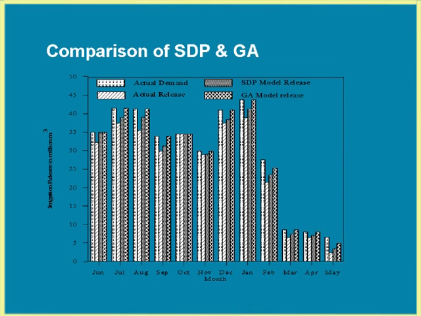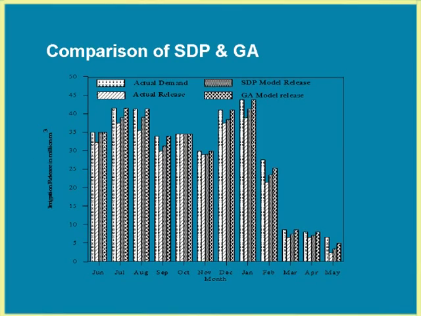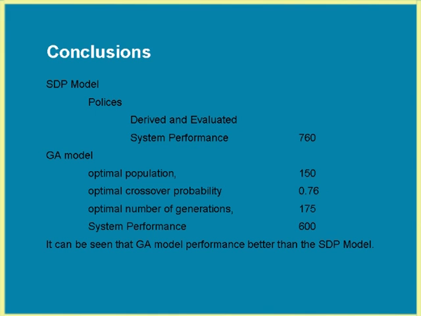In most of the years even the actual release is not equal to the actual demand. People used to release less than the required demand, and it is very surprising to note that the SDP model release is more or less equal to the actual release, but it is not equal to the actual demand. Only GA is equal to the actual demand. So this is the performance of SDP and GA.